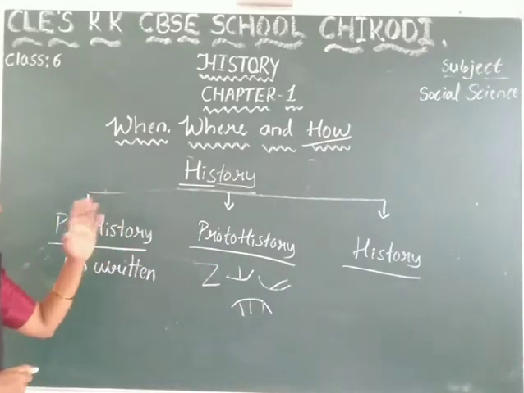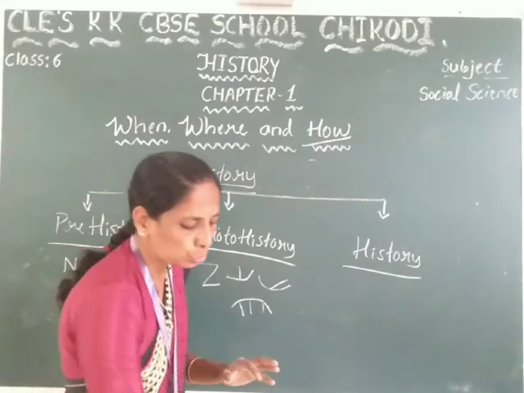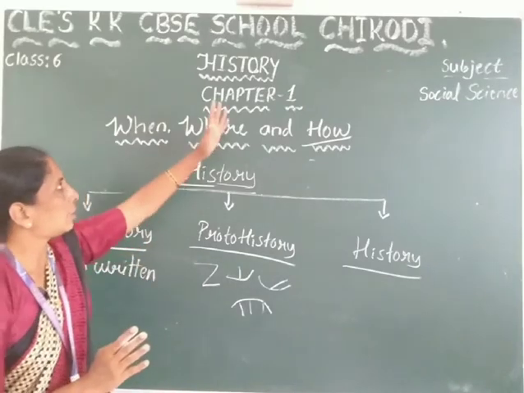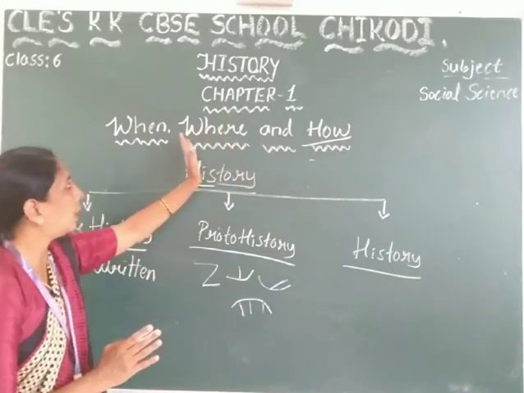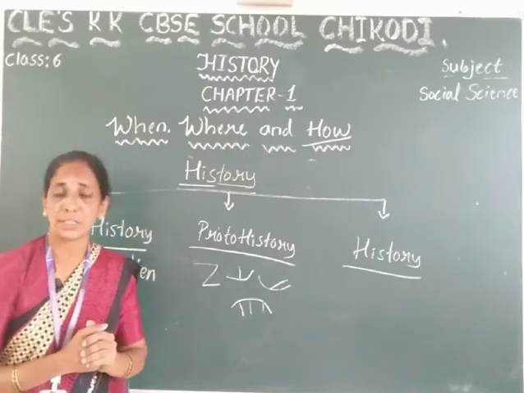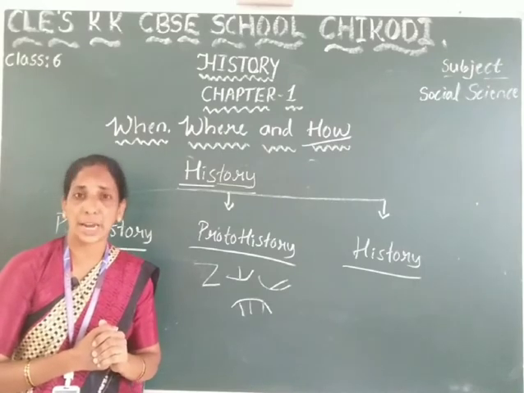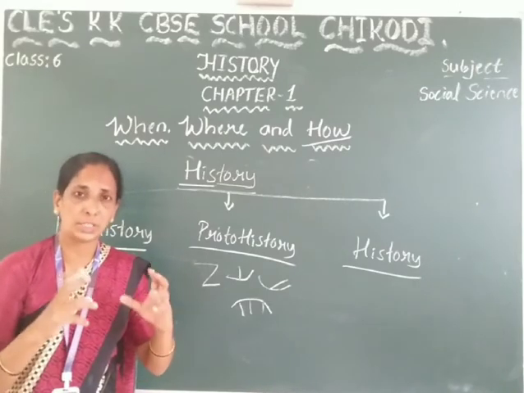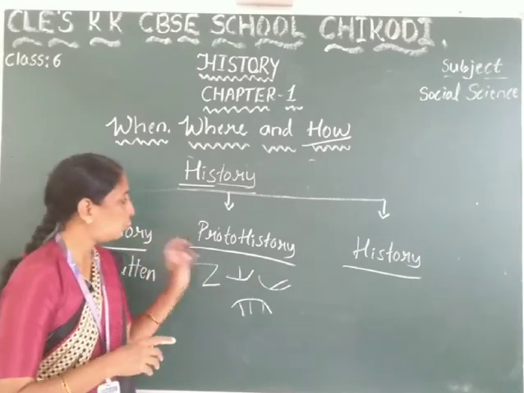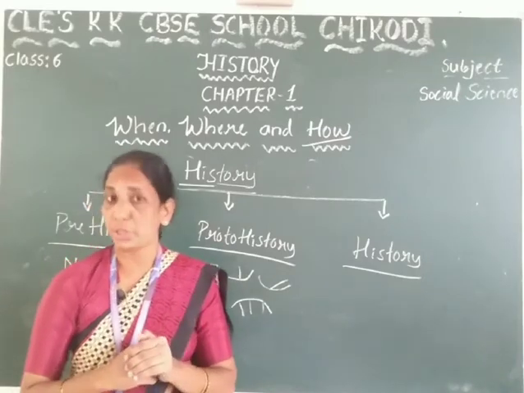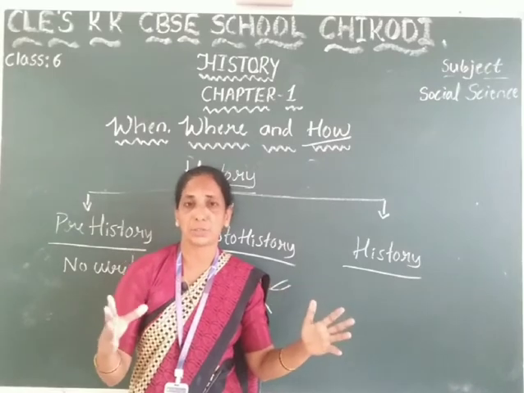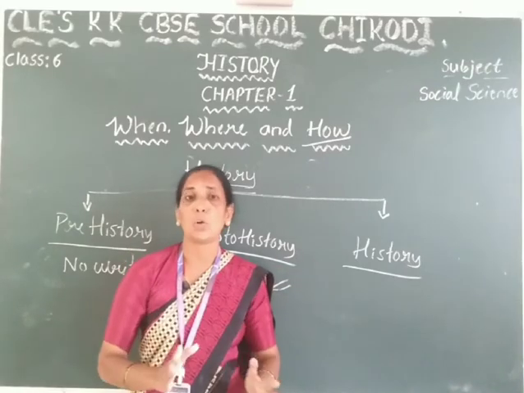So today's class is completed here. So what did you learn in today's class? Today's class, history, chapter 1, when, where and how. You know that when, where and how are the elements to understand, to try to understand, very easy to study history. Okay, and also you have learnt in today's class about history. What is history? History means what? It is the past events. It is set in chronological order.